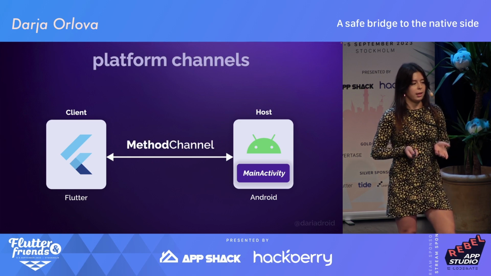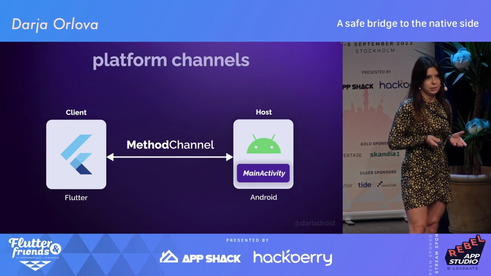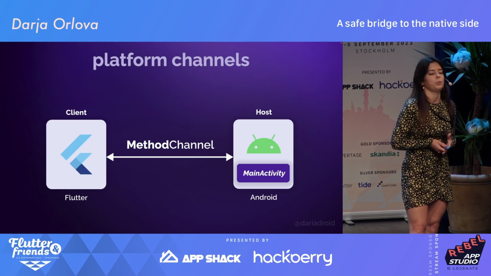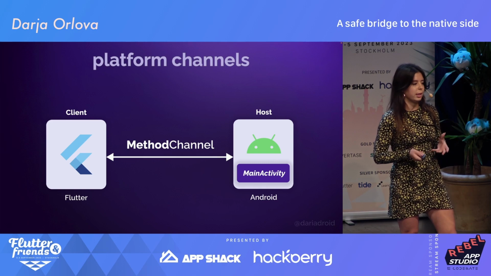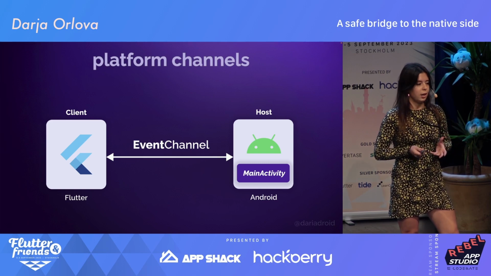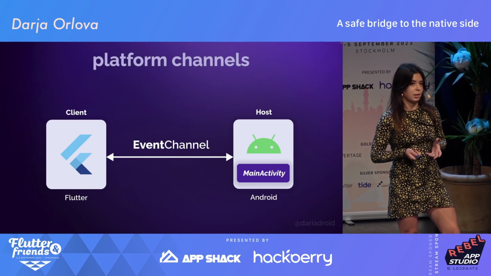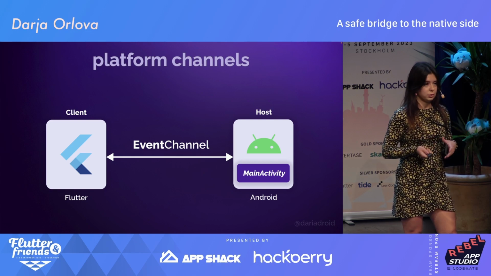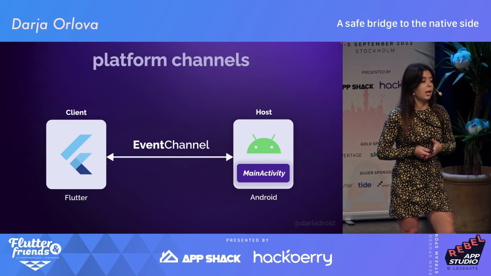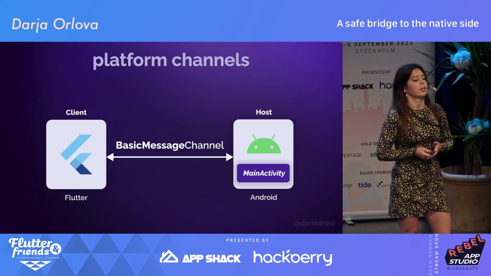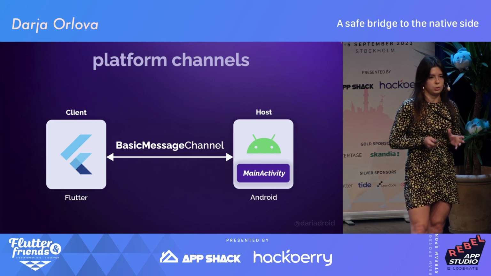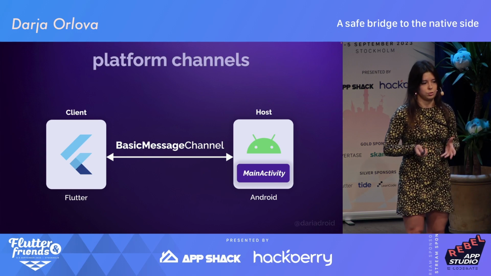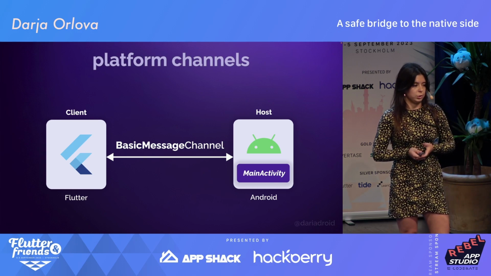Those two parts are connected with the help of what is known as a platform channel. And platform channels have different types. One of those types is the method channel, which uses a notion of method to communicate between the client and the host. There are also event channels that allow streaming events from host to client. And there's also a basic message channel, which is a bit more abstract version of a channel, and you can pass around any kind of messages between client and host.